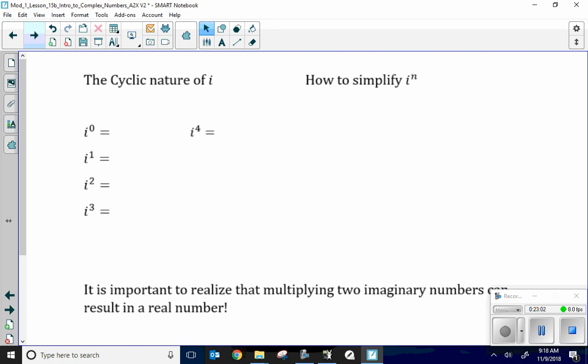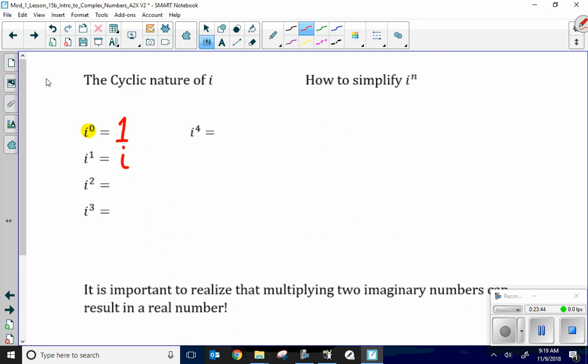I always ask my students this very first question. What is anything to the power of 0? I always get, well, not always, but most of the time, 0. No. Anything to the power of 0 is not 0. It's 1. What is anything to the power of 1? Itself. 5 to the power of 1 is 5. 13 to the power of 1 is 13. i to the power of 1 is i.